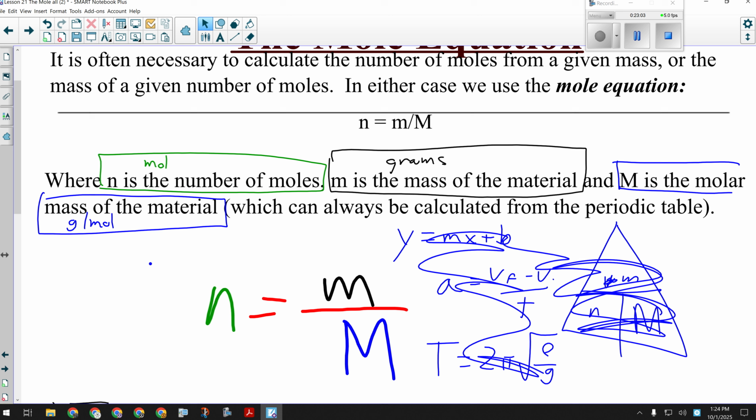So let's say that I wanted to manipulate this equation instead of solving for n so that it solved for little m. What would I have to do to isolate little m?